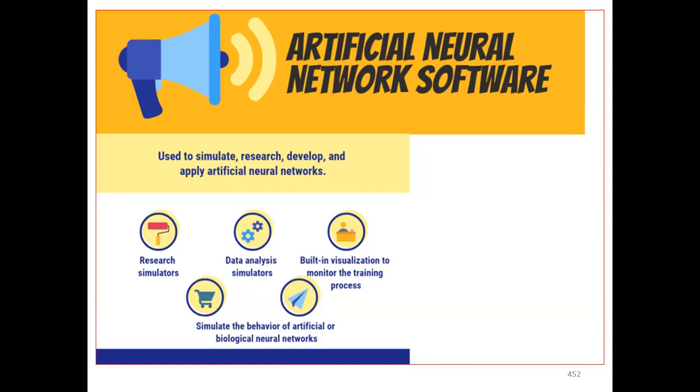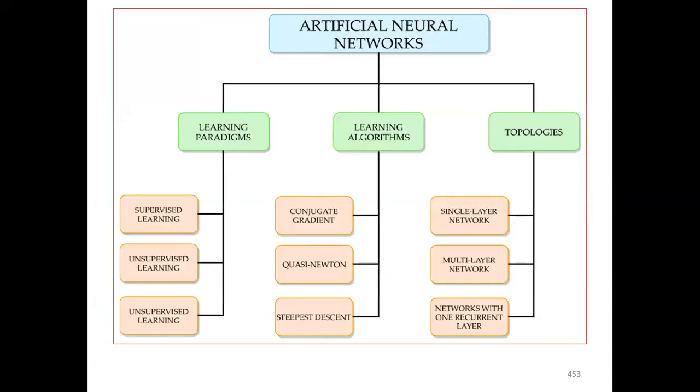Artificial neural network software: what are the softwares? They are used to simulate. We use simulation for research purposes, to develop applications and apply artificial neural networks. So there are research simulators and data analysis simulators with built-in visualization to monitor the training process, simulating the behavior of artificial or biological neural networks. These are the softwares we use to perform various applications.